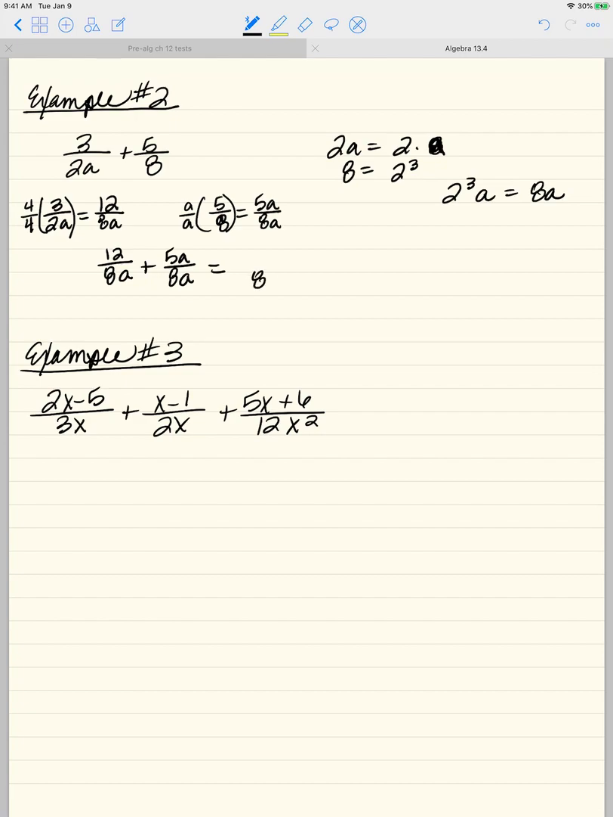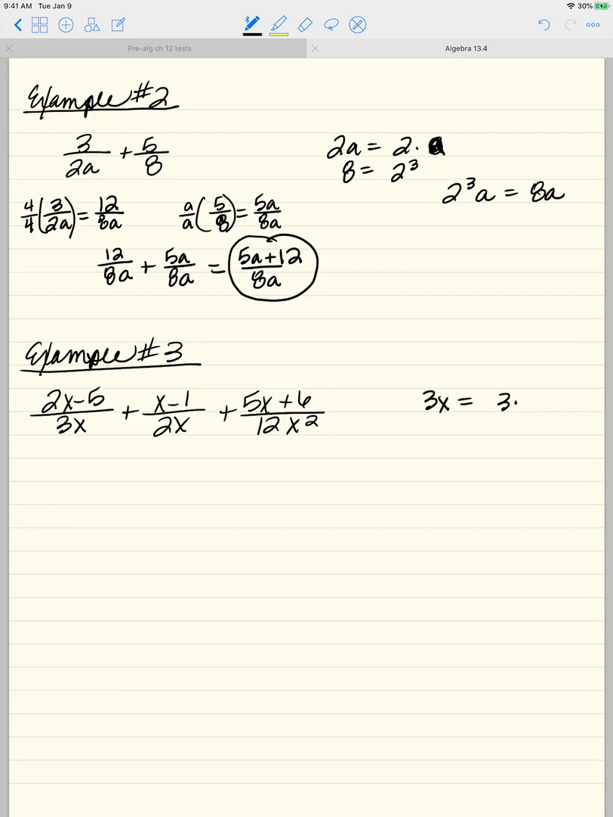Now, the denominator is 8a. Some of you are going to be tempted to tell me that the numerator is 17a. It is not 17a, because 12 and 5a are not like terms. So that simply is 5a plus 12. We cannot combine those terms. 5a plus 12 over 8a is the answer for example number 2. Example number 3 says simplify 2x minus 5 over 3x plus x minus 1 over 2x plus 5x plus 6 over 12x squared. So we have to find the lowest common denominator.